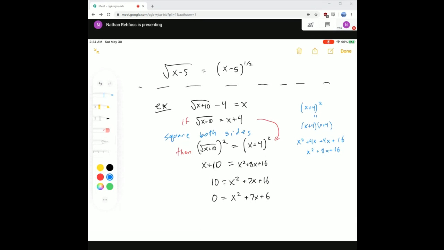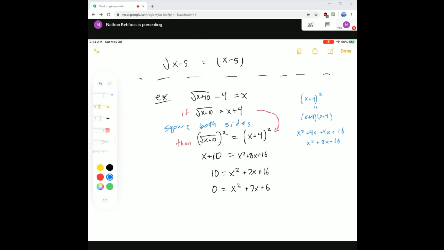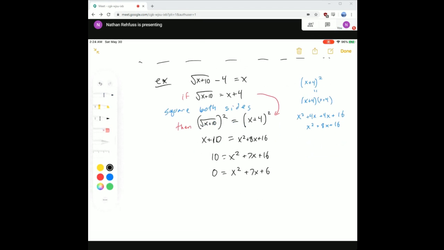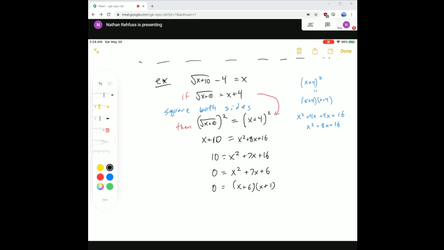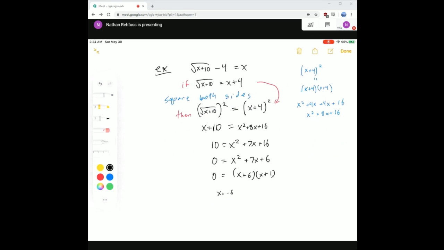Anyhow, now we have a quadratic we can factor and use the zero product property. So I'm looking for two numbers that add up to 7 and multiply to 6. Of course, those numbers are 6 and 1. So either x plus 6 is equal to 0 or x plus 1 is equal to 0. One of those has to be true. So I'm just going to write this as x is -6. That would make the first one 0, or x equals -1.